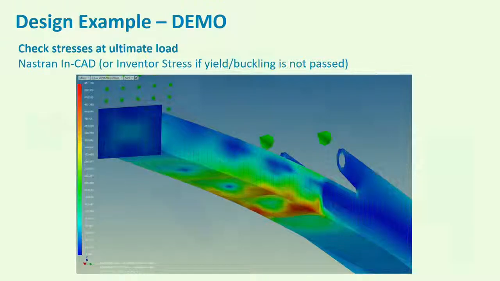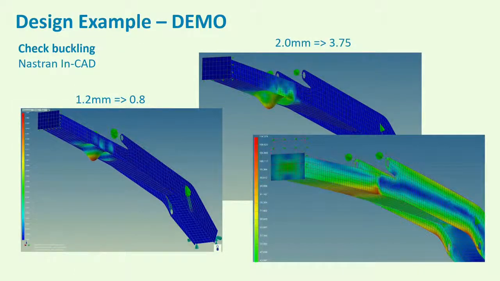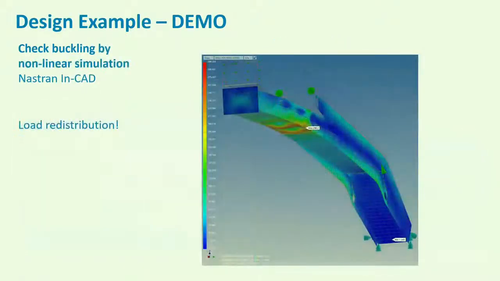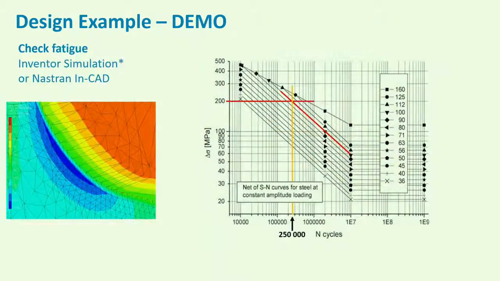if it's below yield. We did a buckling check. We increased the thickness and could verify that we have eliminated the buckling problem by increasing the thickness. And I didn't show you, but you also get the stress results within a buckling analysis. You can look at that as well. And we could make a nonlinear static analysis, check what happens, will it collapse? And in this case, we got some kind of a load redistribution. We made the fatigue analysis.